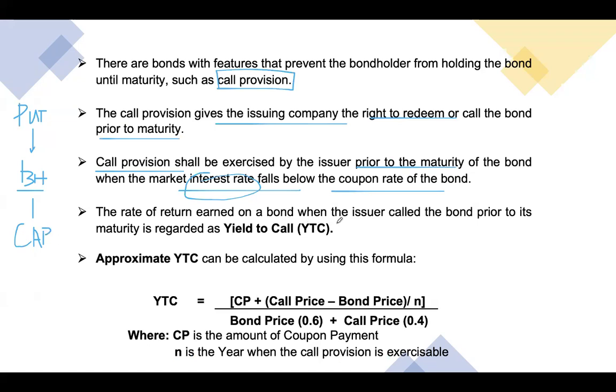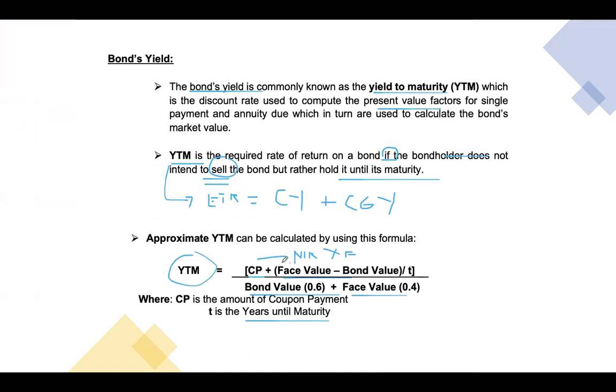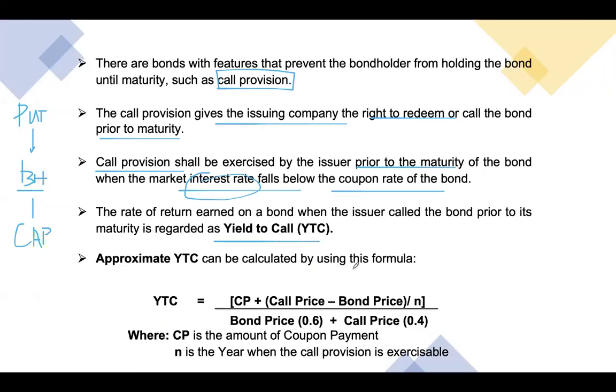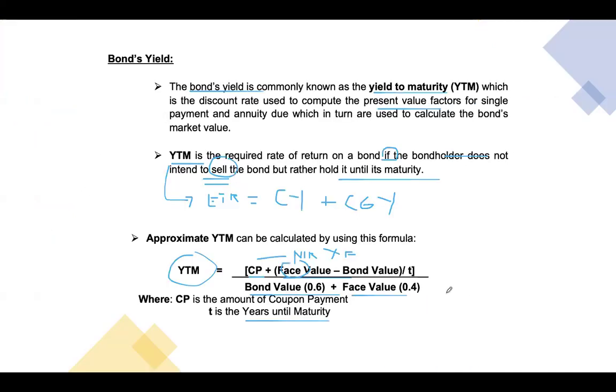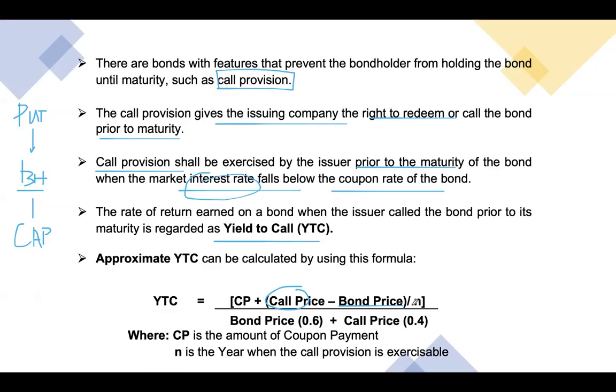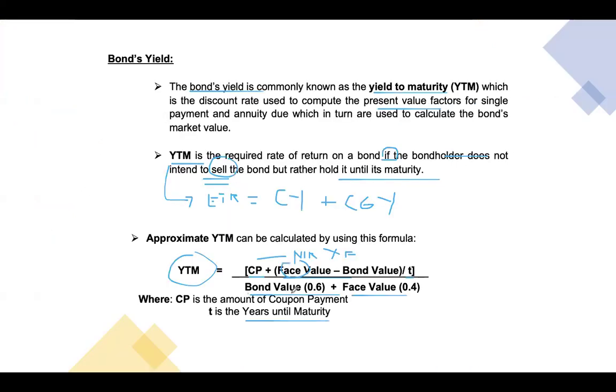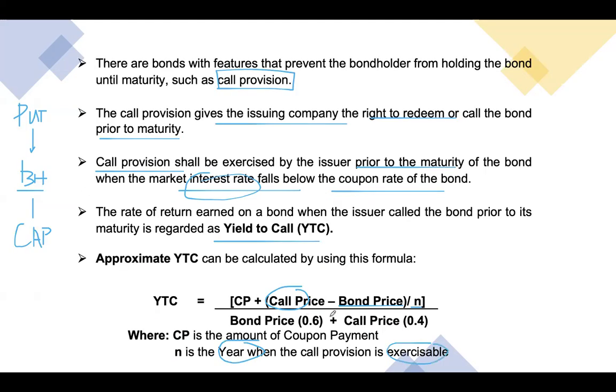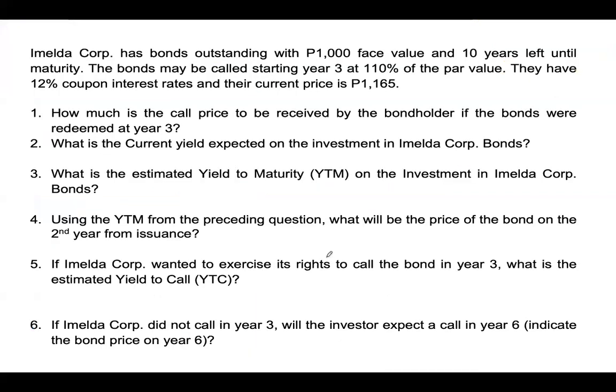So the rate of return earned on a bond when the issuer calls the bond prior to its maturity is regarded as yield to call. So in YTM, it is face value minus bond value, while in yield to call, it's call price minus bond value. In YTM, divide this by T. In yield to call, divide this by N, the year when the call provision is exercisable. And for the denominator, we have bond value times 0.6 plus face value times 0.4, while in YTC, call price times 0.4. Okay? Let's illustrate.